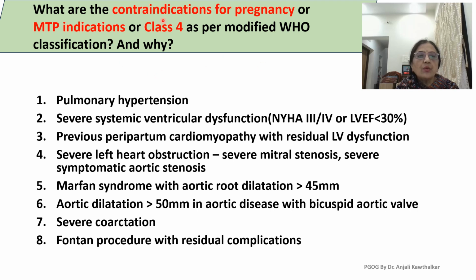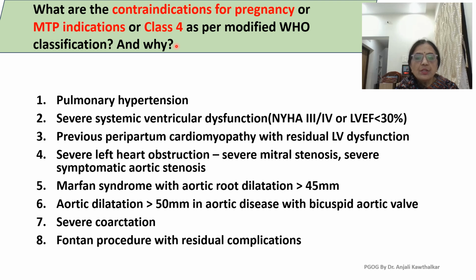If we are asked what are the contraindications for pregnancy, in which situations pregnancy is contraindicated in a case of heart disease, or what are the indications for medical termination of pregnancy in a case of heart disease complicating pregnancy, or what are the class 4 as per modified WHO classification. So these are the three questions and the answer will be same. And why these are contraindicated?